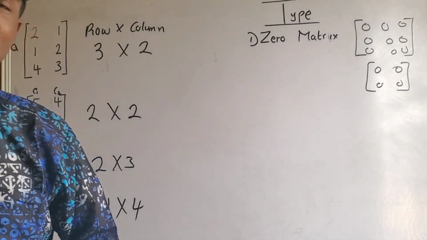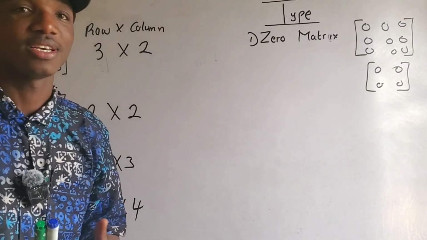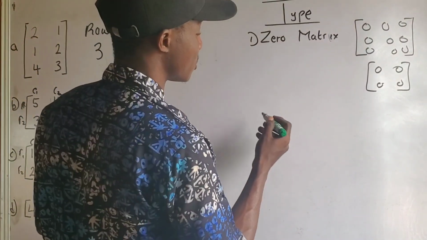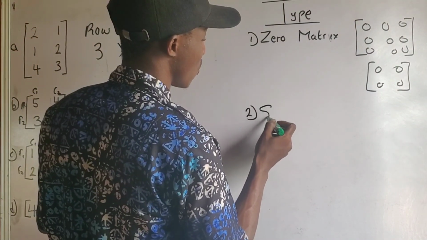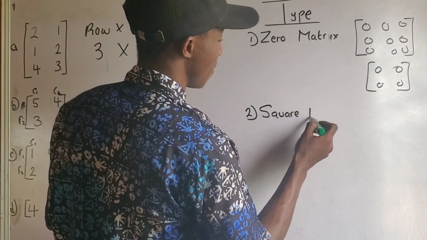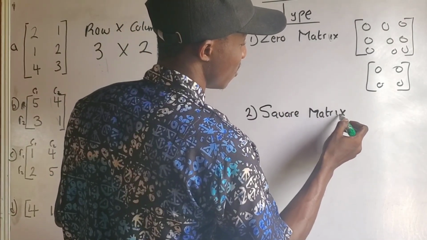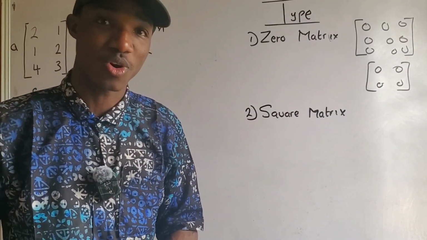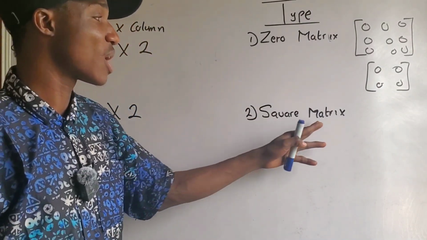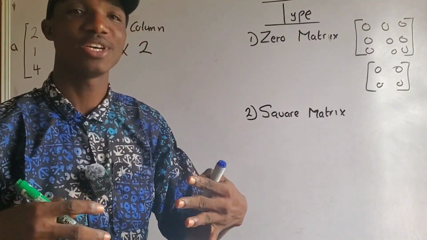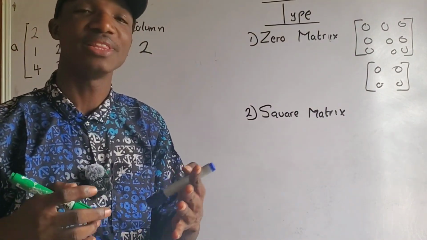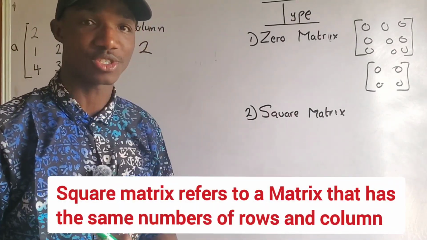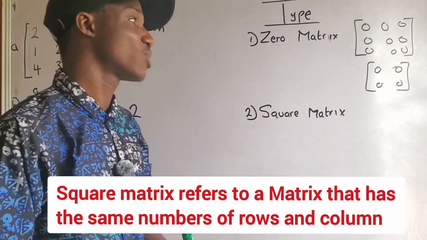Okay, another type of matrix that we are going to talk about in this class is square matrix. You understand? We have talked about zero matrix. Now let's talk about square matrix. From plane shape, a square is a plane shape that has all its sides equal, right? Yes. Now a square matrix has the same dimensions. The number of rows is equal to the number of columns. That kind of matrix is called square matrix. Do you understand?